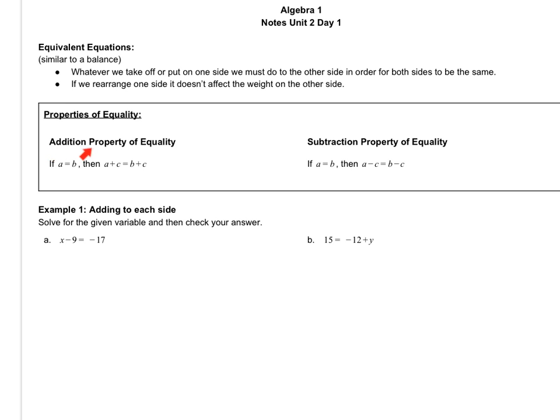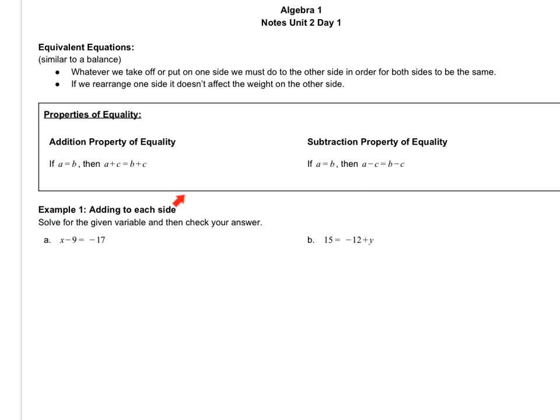The first one is the addition property of equality, and that tells us that if A is equal to B, then A plus C is equal to B plus C. So whatever we add to this side, we must add the exact same thing to the other side. This also works for subtraction, the subtraction property of equality. It says if A is equal to B, then A minus C is equal to B minus C. Whatever we subtract on one side, we must subtract the exact same thing on the other side.